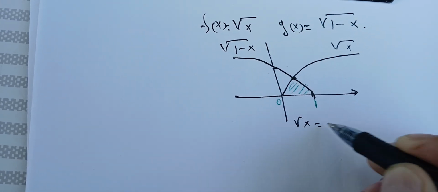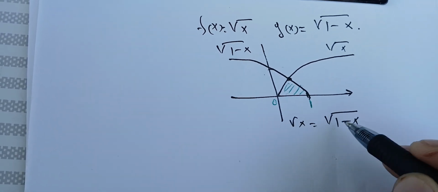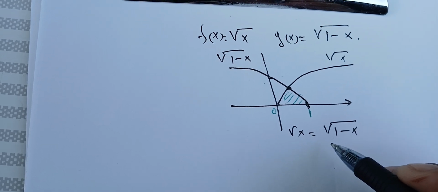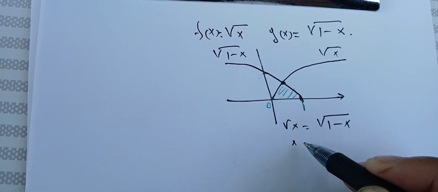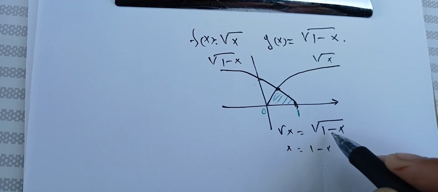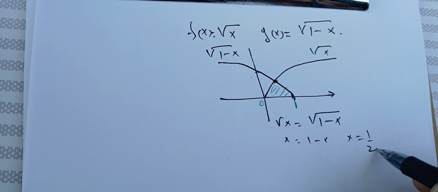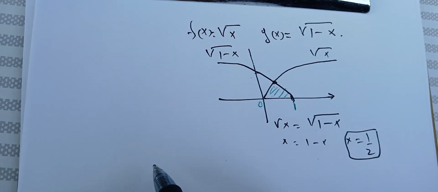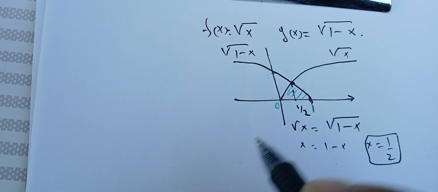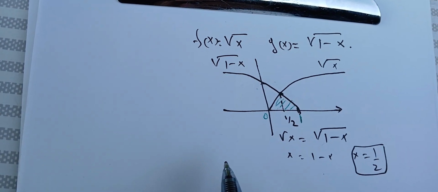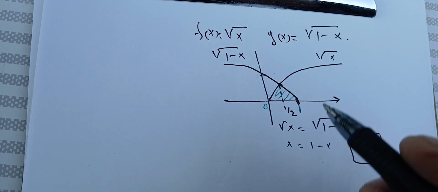So we're going to solve square root of x is equal to square root of 1 minus x. Taking everything to the power 2, we get x is 1 minus x, and adding x to both sides, we get x is 1/2. So this is 1/2. Very important to note.